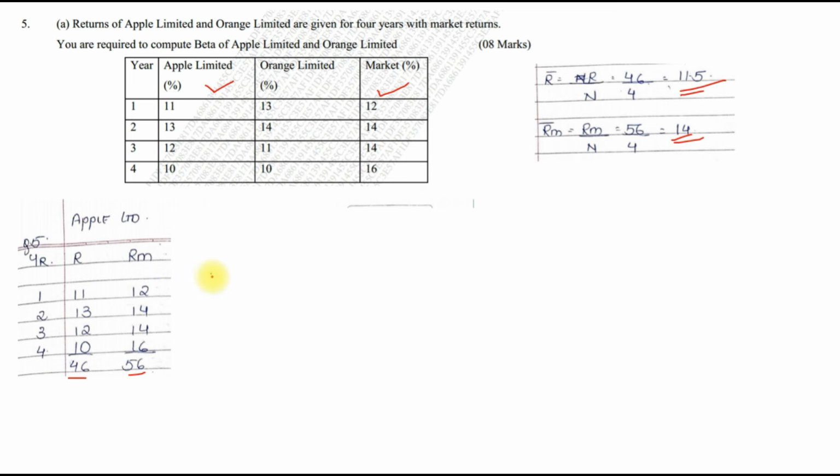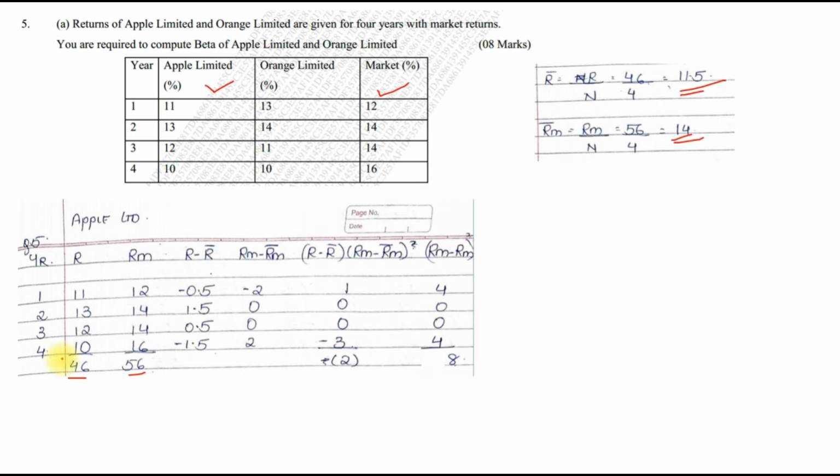Next columns that we will require will be R minus R bar, that is return minus R bar, and RM minus RM bar, that is all the returns on market minus RM bar. So 11 minus 11.5, 13 minus 11.5, 12 minus 11.5, 10 minus 11.5. Similarly, 12 minus 14, 14 minus 14, 14 minus 14, and 16 minus 14. Once you get these two values, multiply them, and we get the next column, that is R minus R bar into RM minus RM bar. There's no square or anything on it, okay?